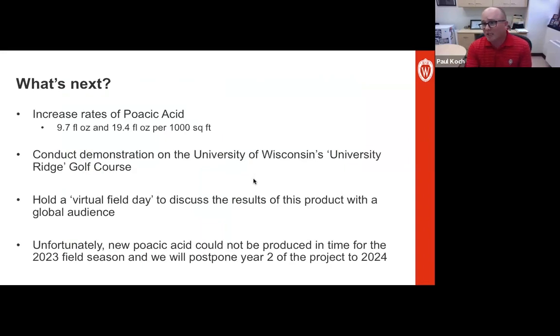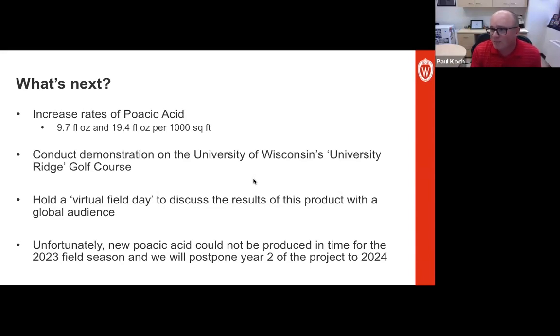We're going to increase the rates of Poacic acid to basically a 5x and a 10x rate compared to that 1.94. We are also going to conduct a demonstration on the University of Wisconsin's University Ridge Golf Course to show its efficacy in a real-world golf course situation. Next year, we hope to hold a virtual field day to discuss the results of this product with a global audience, probably a Zoom type field day.